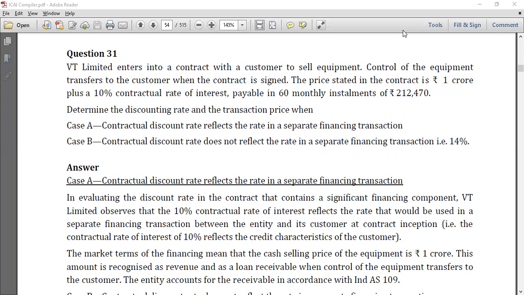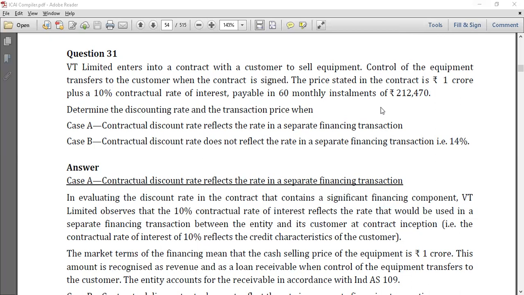We will write 1 crore as a loan receivable, and the remaining amount received will be the interest. Like 2,12,470 multiplied by 60 monthly installments, that is 1 crore 27 lakh 48,200. If you discount these 60 monthly installments using the 10% contractual rate of interest with a present value factor, you will get 1 crore. So the entity accounts for the loan receivable as 1 crore only. The remaining amount will be interest.